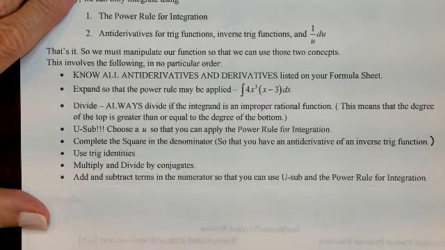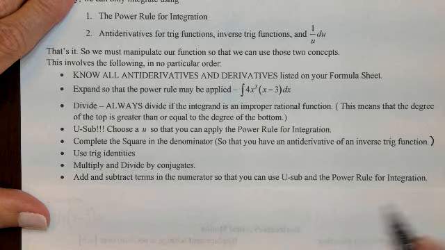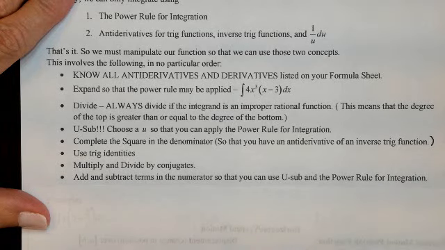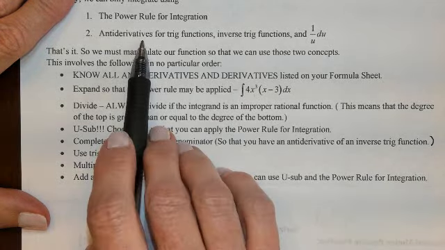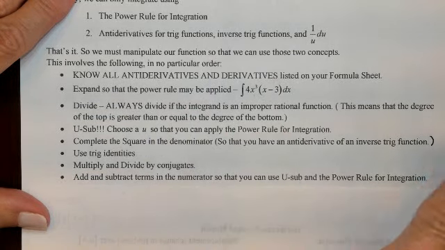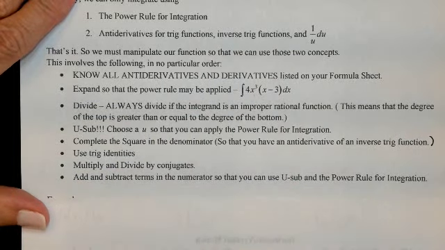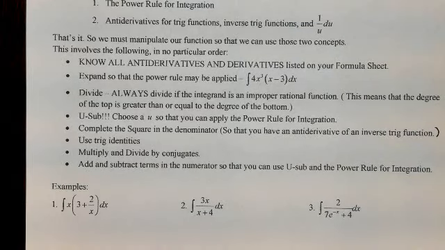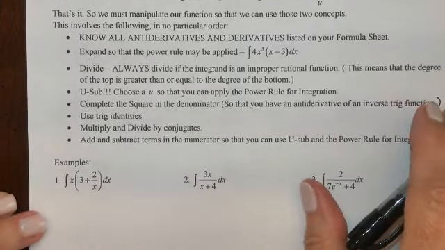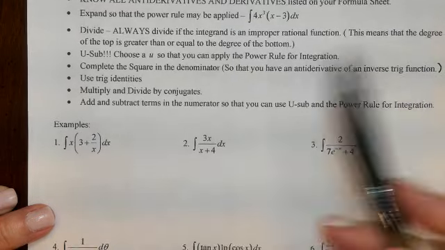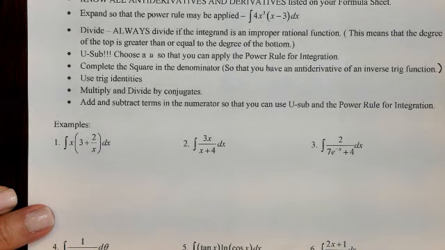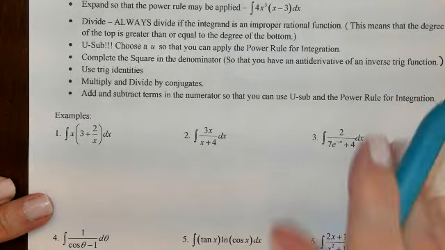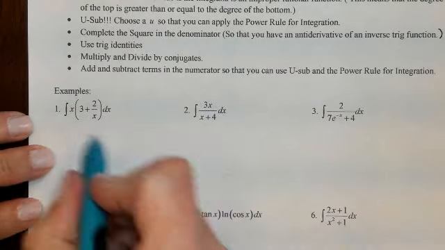Add and subtract terms in the numerator so that you can use u sub and the power rule. All we have is the power rule and antiderivatives for functions that we already know. And that's it. So let's take a look at some examples. And I will tell you that the more you do, the easier it is to know what to do. So practicing is crucial here. Crucial if you want to be good at these. Practice, practice. Do all you can.